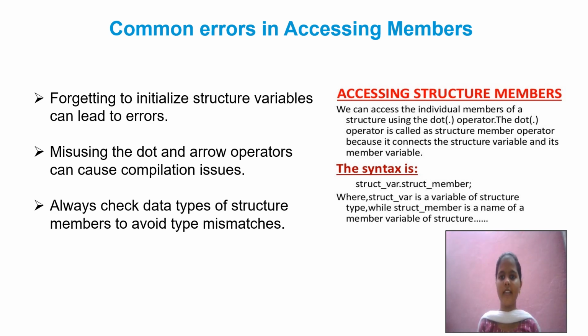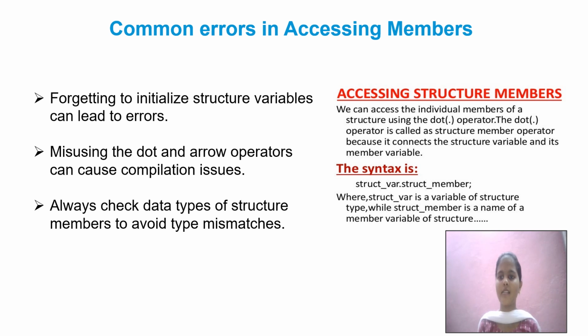Common errors in accessing members. Forgetting to initialize structure variable can lead to errors. Misusing the dot and arrow operators and misplacing them can cause compilation issues. Always check data types of structure members to avoid type mismatches.